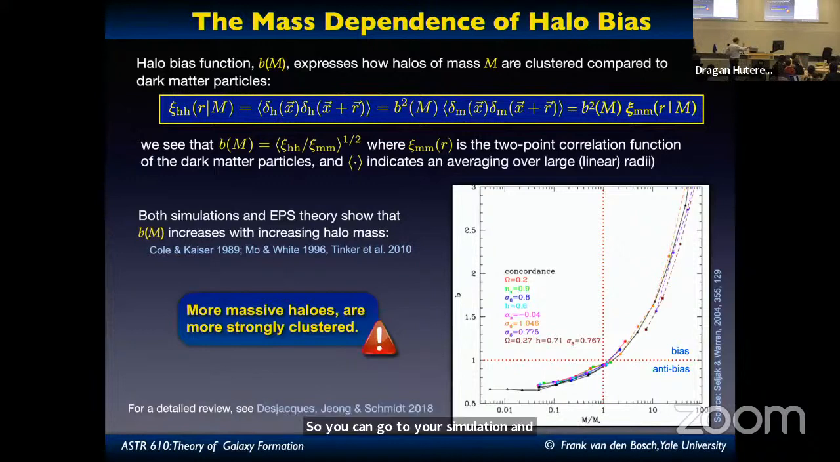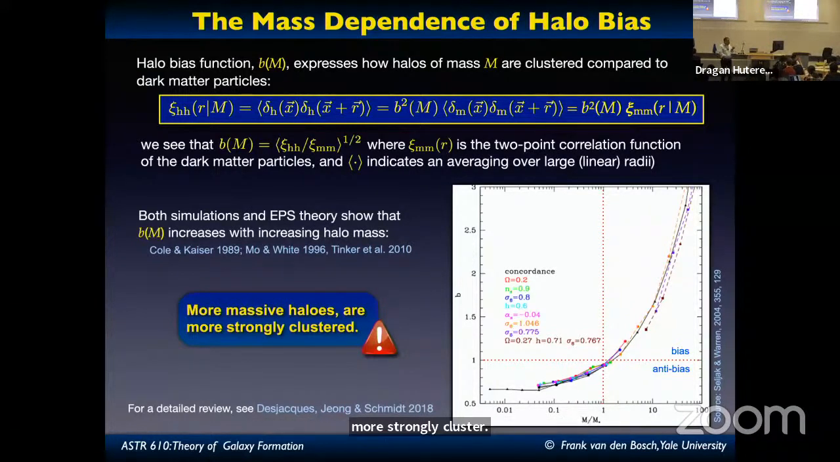b is a function of M, and what you find, and I put an exclamation mark here, this is very important. If you didn't know this already, print this in your head. What we find in the simulations is that more massive halos are more strongly clustered. Okay, let it sink in.